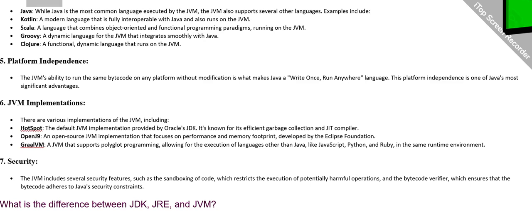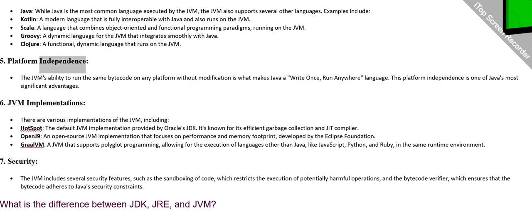4. JVM languages. Java. While Java is the most common language executed by the JVM, it also supports several other languages. Examples include Kotlin, a modern language that is fully interoperable with Java and also runs on the JVM. Scala, a language that combines object-oriented and functional programming paradigms, running on the JVM. Groovy, a dynamic language for the JVM that integrates smoothly with Java. Clojure, a functional, dynamic language that runs on the JVM.